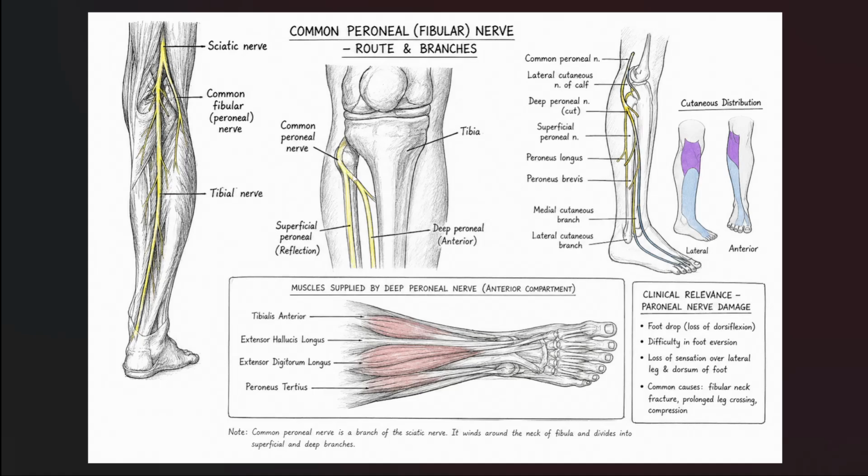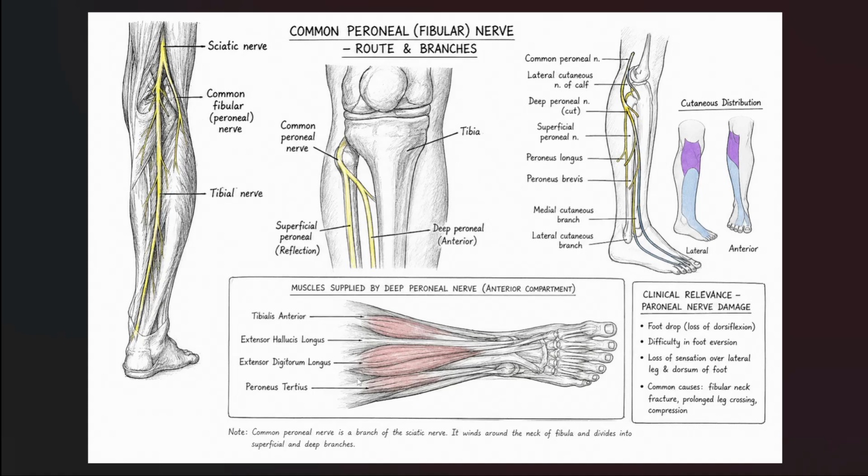Once it winds around here, it divides into the deep peroneal nerve and the superficial peroneal nerve. Again, they then run downward in the leg. The anterior or deep peroneal nerve runs in the middle, whereas the superficial one runs a bit to the lateral side.